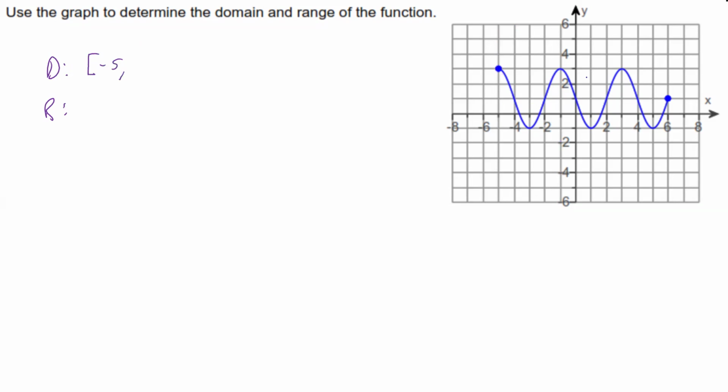Now we look and it keeps going and going and going all the way up here to 6, and it includes 6, so that'll be a closed bracket as well. Now our y's, what's our lowest y? Well, that looks to be a -1, and it includes that. So -1 up to the tallest one, which looks to be a 3, and it includes it as well. And so that would be our domain and our range for this function.